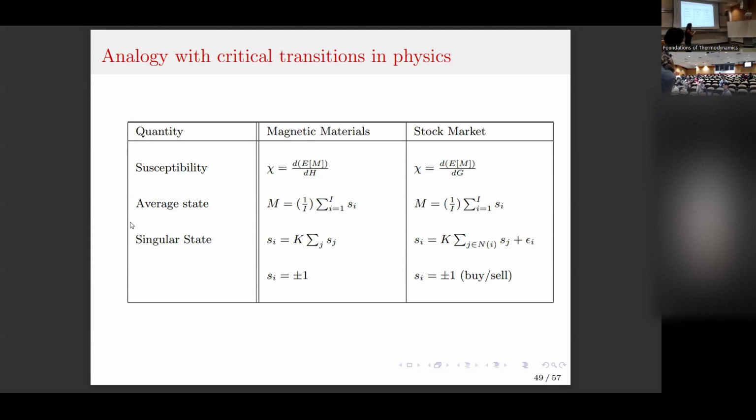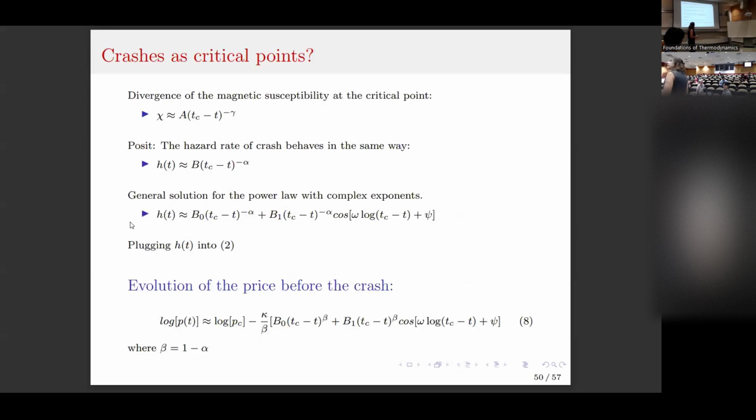Then they define the macroscopic magnetization, that is the average state, in the same way. And they also define susceptibility in the same way. They move on to assume that the hazard rate, which is supposed to give us information about when the crash will occur, behaves in the same way as the magnetic susceptibility in magnetic materials, so as a power law. And then by using a little bit of calibration, they conclude that this exponent, for the case of the financial markets, is a complex number, which gave rise to these log periodic oscillations, which is basically where the predictive power of the model lies.